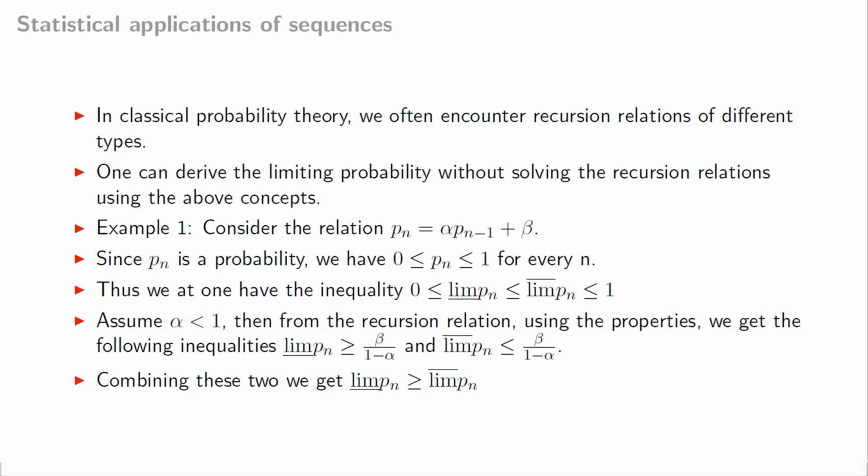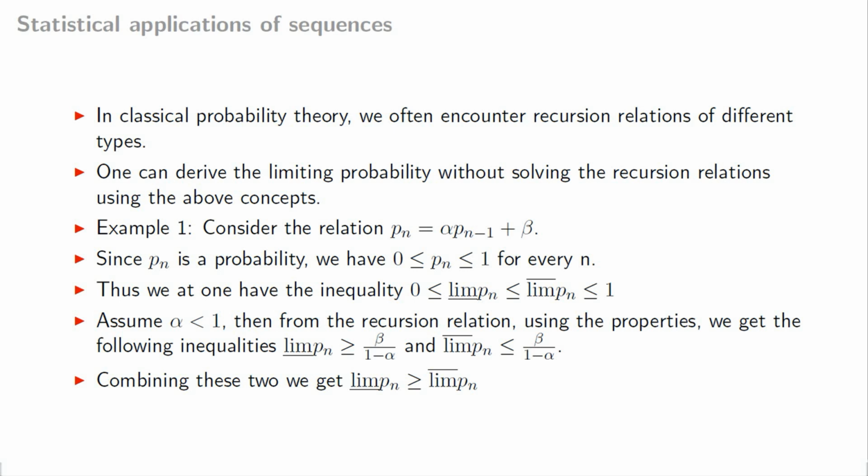So consider the relation Pn equal to alpha Pn minus 1 plus beta, where Pn is a probability. Since Pn is a probability, we must have 0 less than or equal to Pn less than or equal to 1 for every n greater than or equal to 1. Thus, we at once have the inequality 0 less than or equal to limit inferior of Pn less than or equal to limit superior of Pn less than or equal to 1. And since Pn is a bounded sequence, the limit inferior and limit superior are both finite and they exist.